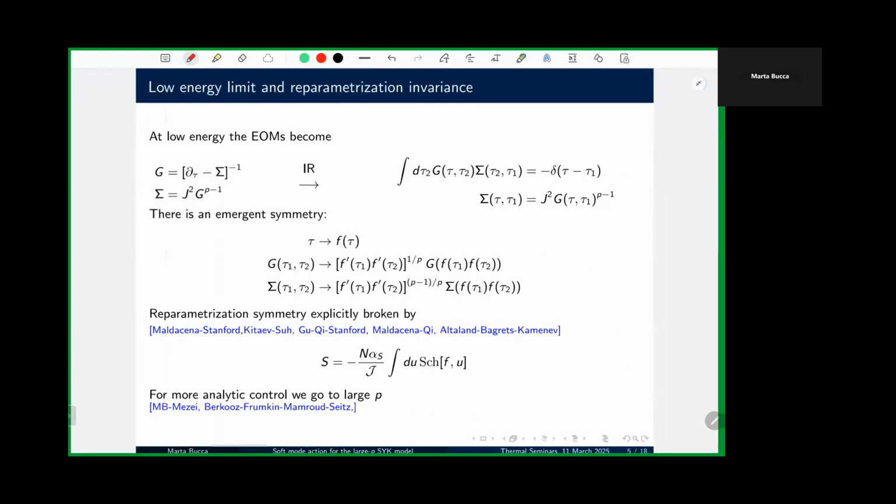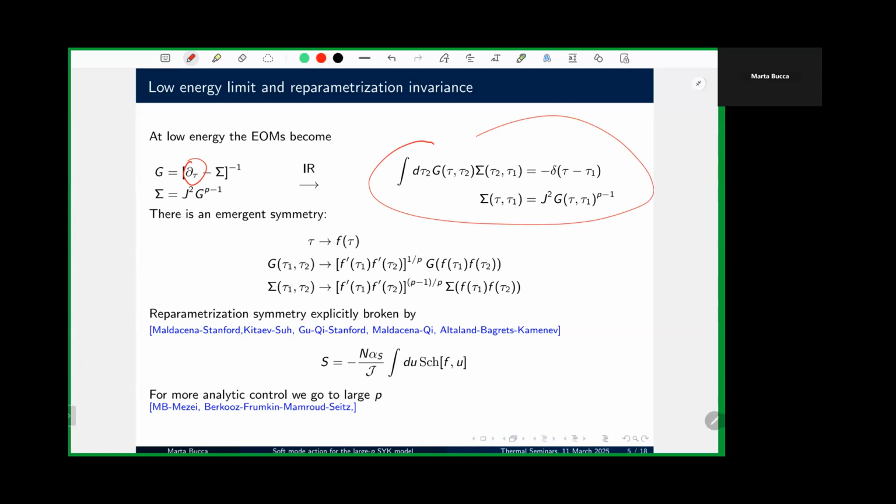So from there, you can write down your equations of motion, and these are the Schwinger-Dyson equations of motion that are right here. So we have that G is equal to the derivative with respect to tau minus sigma to the minus 1, and sigma is equal to J squared G to the P minus 1. And if you consider this equation of motion in the infrared regime, what happens is that this derivative with respect to tau term becomes negligible, and so you can just drop it.